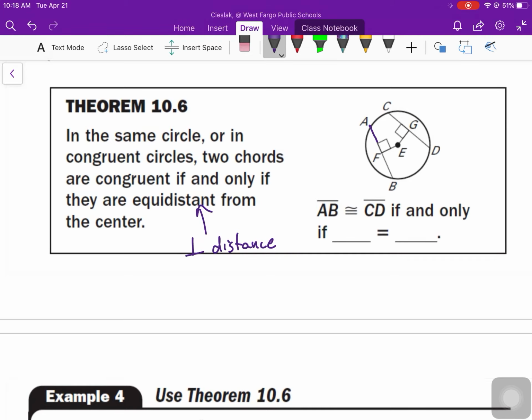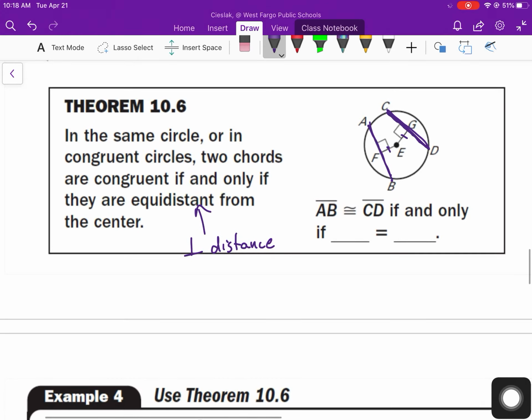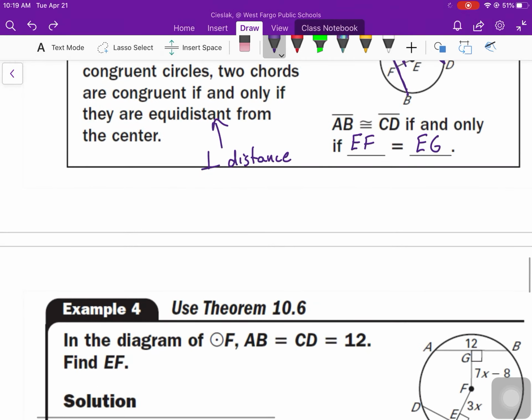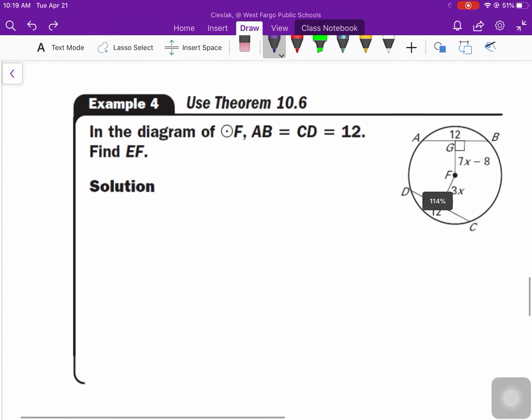Okay, so this is telling me that the two chords AB and CD are congruent if and only if EF and EG are the same. EF is equal to EG. Now the theorem says equal, so notice I didn't put the little segment sign above, but I mean, congruence in segments and the measure of the segments, if we remember, from our proofs. Okay, so it means the same thing.